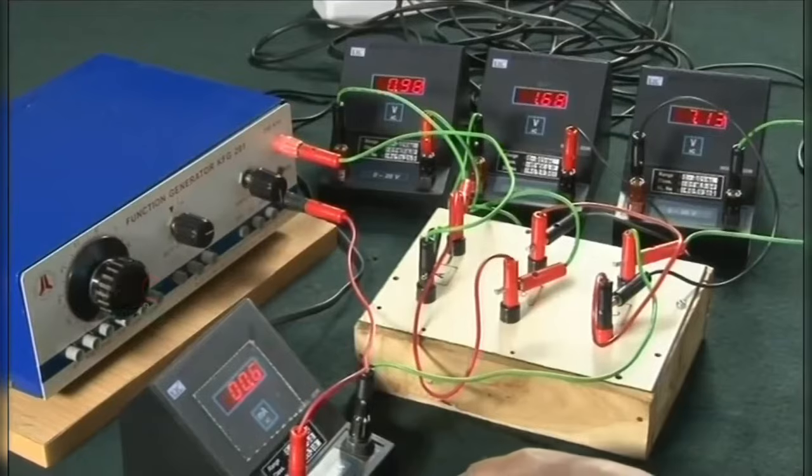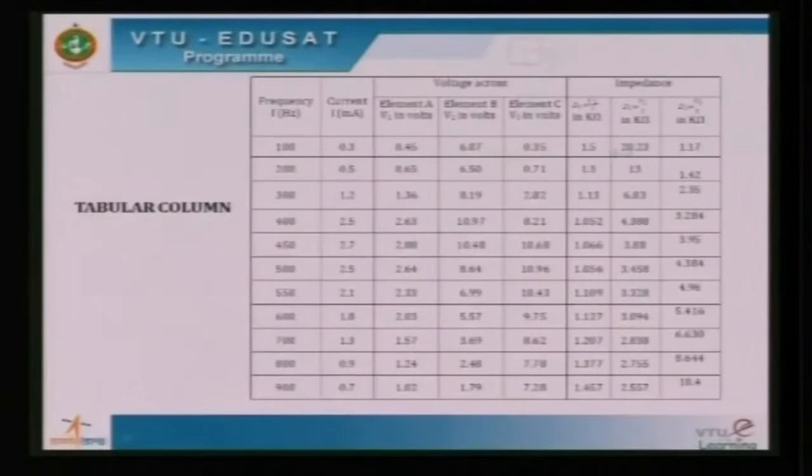Tabulate the readings in the tabular column given, and you observe that as the frequency is increasing, the current through the circuit is also increasing. The voltage across element A, element B and element C is noted, and their impedance values are evaluated, and it is observed that the impedance of element A remains constant, which implies the element must be a resistor.